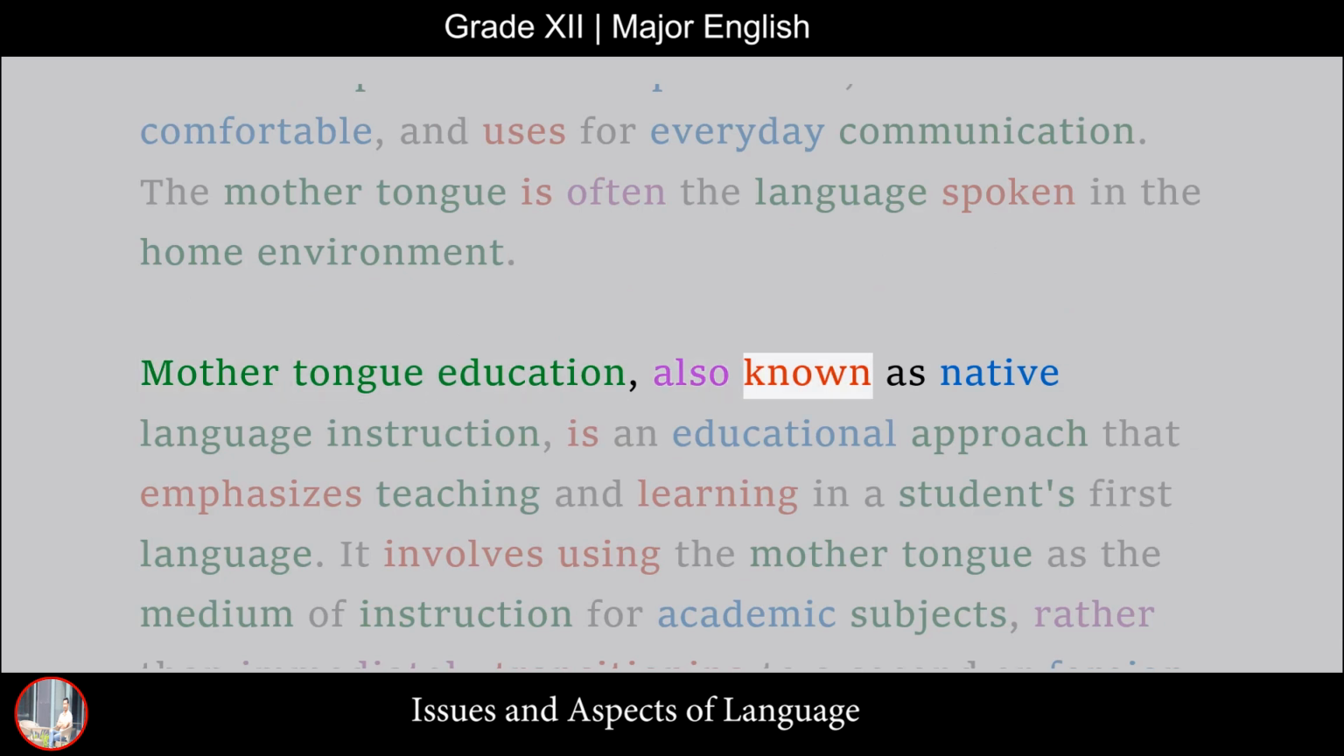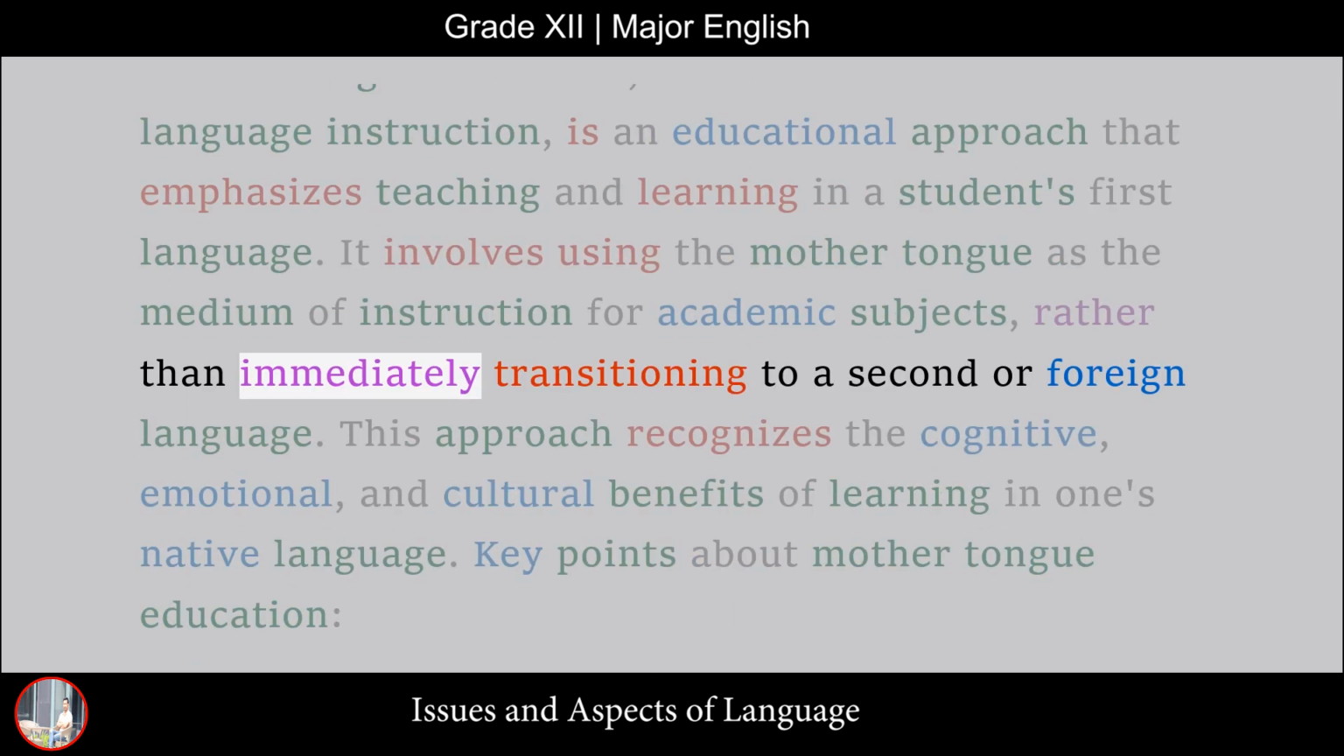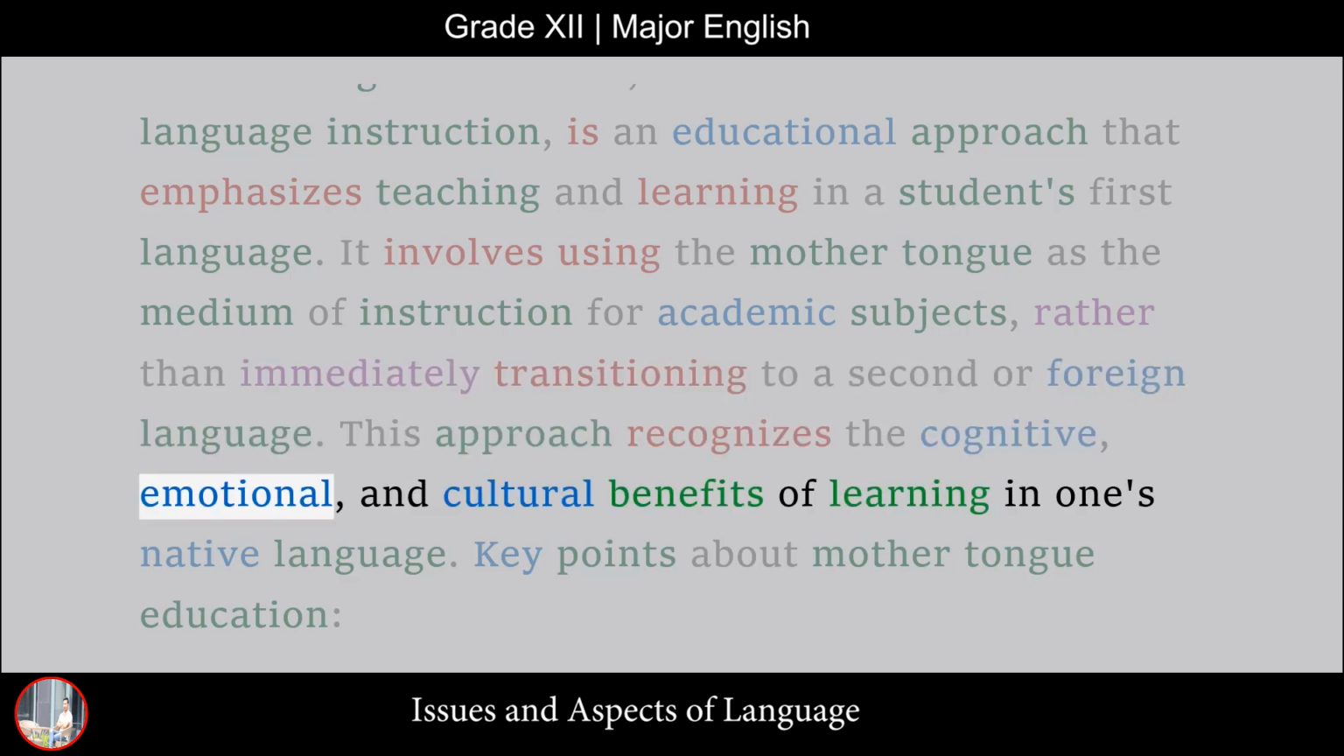Mother tongue education, also known as native language instruction, is an educational approach that emphasizes teaching and learning in a student's first language. It involves using the mother tongue as the medium of instruction for academic subjects, rather than immediately transitioning to a second or foreign language. This approach recognizes the cognitive, emotional, and cultural benefits of learning in one's native language.